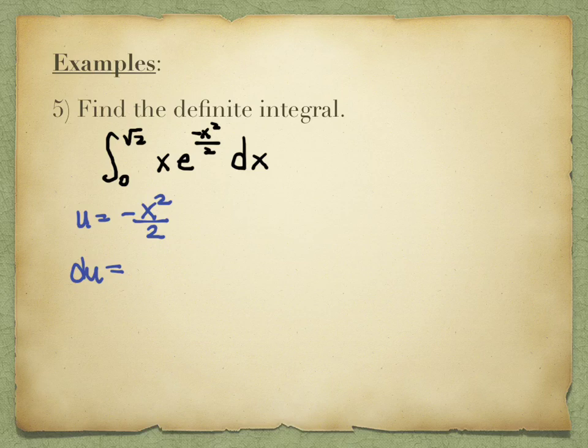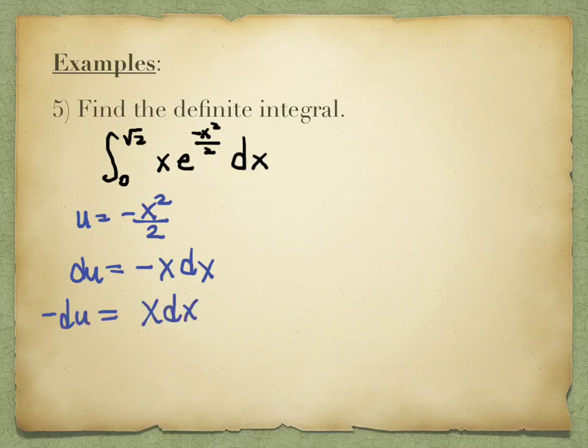Negative x dx, right? The derivative of the x squared on top is 2x. That 2 will cancel with the 2 on bottom. The negative stays. This is negative x dx. So the part about this that's different than what I actually have, because I have an x dx, is the negative. Agreed?